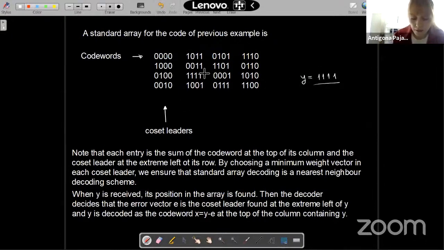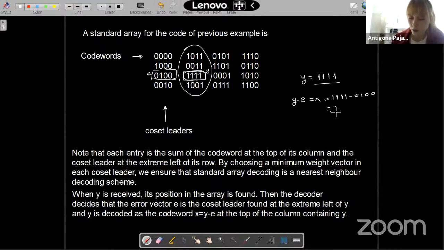What do I do? I look in the array and I found it, and I see that it is here. So by this decoding scheme, I know that the error is the coset leader on its left. This is Y and this is E. So Y minus E will give me X. And by the decoding algorithm here, I know that X must be in this column. And then I found that 1 1 1 1 minus 0 1 0 0 will give me 1 0 1 1. So this is our code word. This is one of the ideas of decoding a received vector.